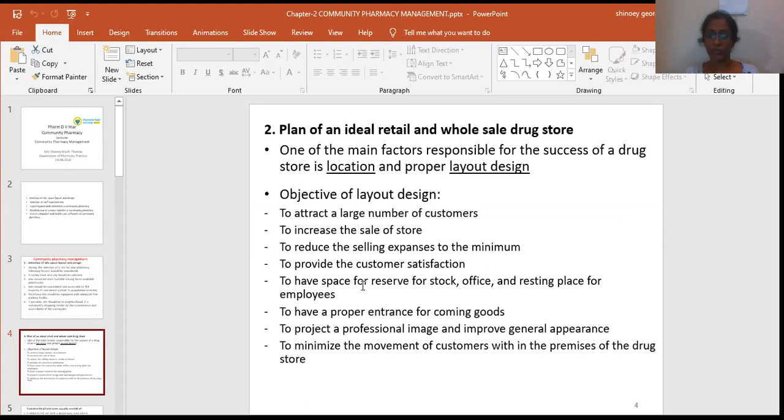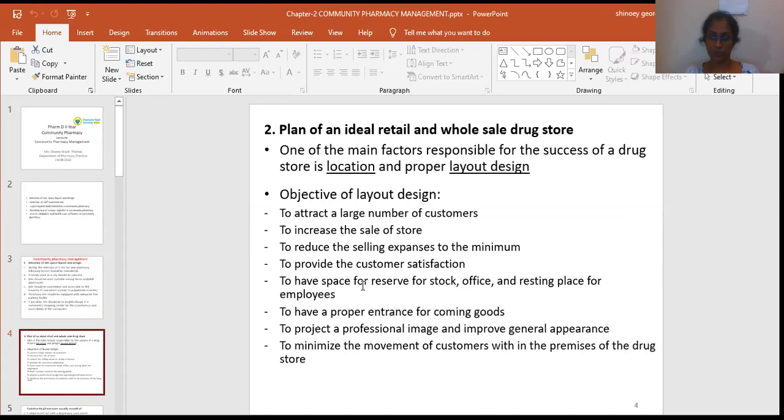What are the objectives while designing the community pharmacy? First one is, the objective to be kept in mind is we should be able to attract a large number of customers, which in turn helps in increasing the sale of the store and will bring profit to the community pharmacy. Next one is, we should always keep in mind that customer satisfaction should be given the prime importance or the most importance.